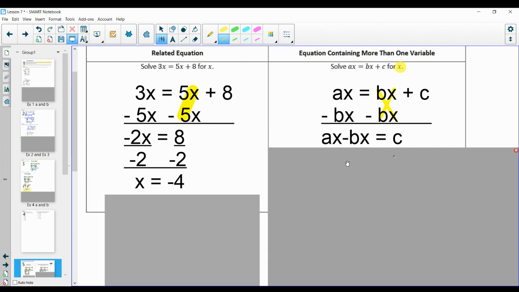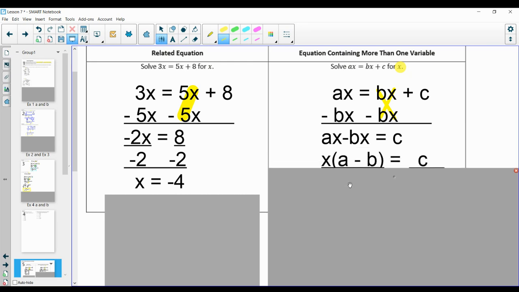So what we're going to do is we are going to factor out the x on the left side. So remember, factoring is the opposite of distributing. So if I factor out the x, I take out the x, and what am I left with? A minus b. Notice that these two lines are the exact same thing. It just looks slightly different. But if I were to use the distributive property, I would get right back to ax minus bx.